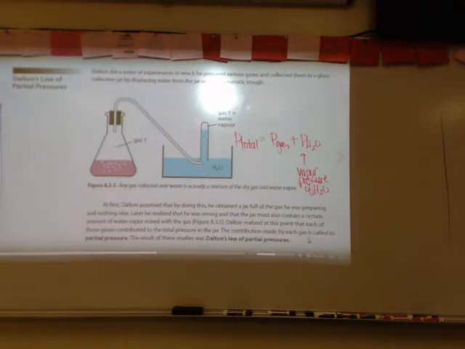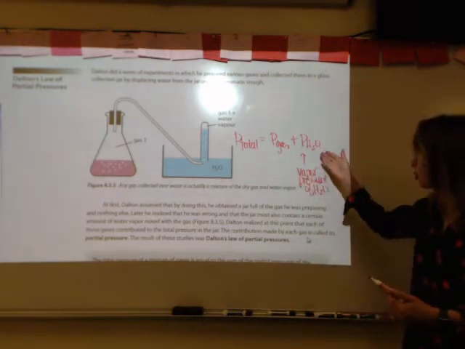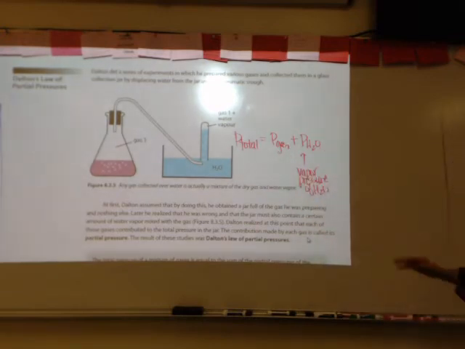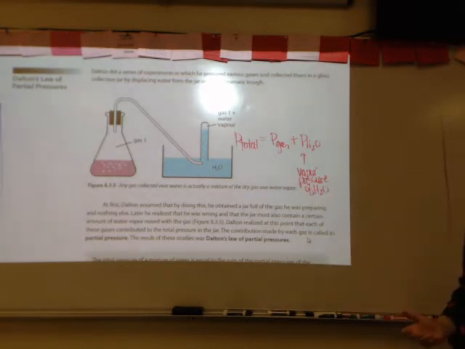Now, the contribution made by each gas is known as partial pressure. So the partial pressure of gas 1 and the partial pressure of water, those added together give you the total pressure. This is known as Dalton's Law of partial pressures.